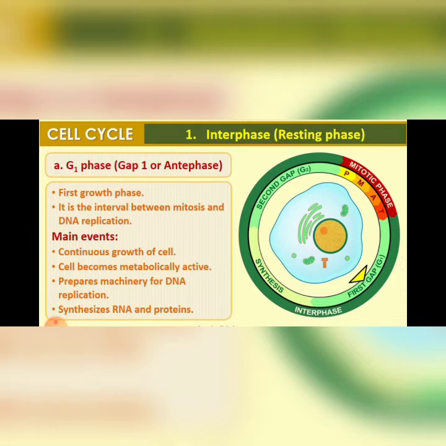For DNA replication, raw materials are required. They are known as the machinery for DNA replication, like pentose sugar, nitrogenous bases, etc. So they are all synthesized here. Now everything is ready for DNA replication. Now the DNA is going to replicate using all these things. So this is what happens in gap 1 phase or G1 phase. I repeat, the main events are continuous growth of the cell, the cell becomes metabolically active, it prepares machinery for DNA replication, and synthesis of RNA and proteins takes place.